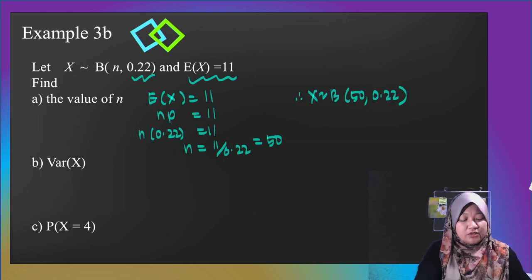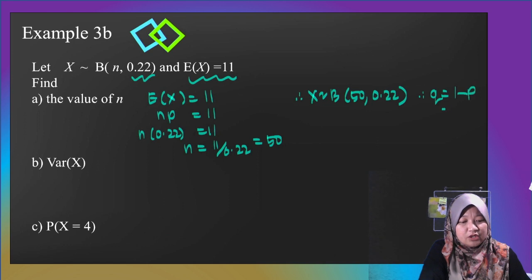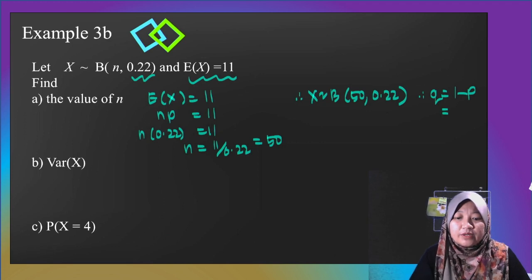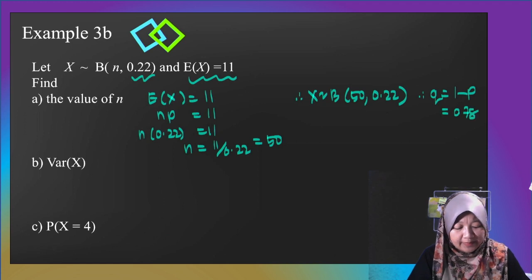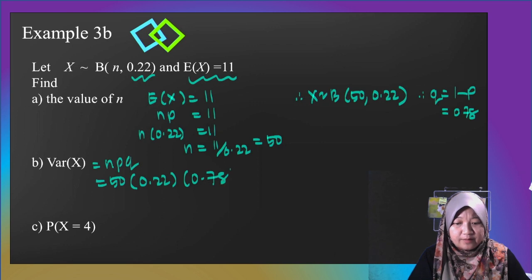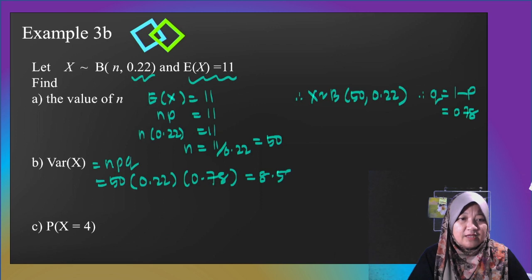Okay. So, to find the variance, kita kena identify Q. Q is 1 minus P. So, Q here is 0.78. So, variance is NPQ. So, N is 50, P is 0.22, Q is 0.78. Then the variance is 8.58.